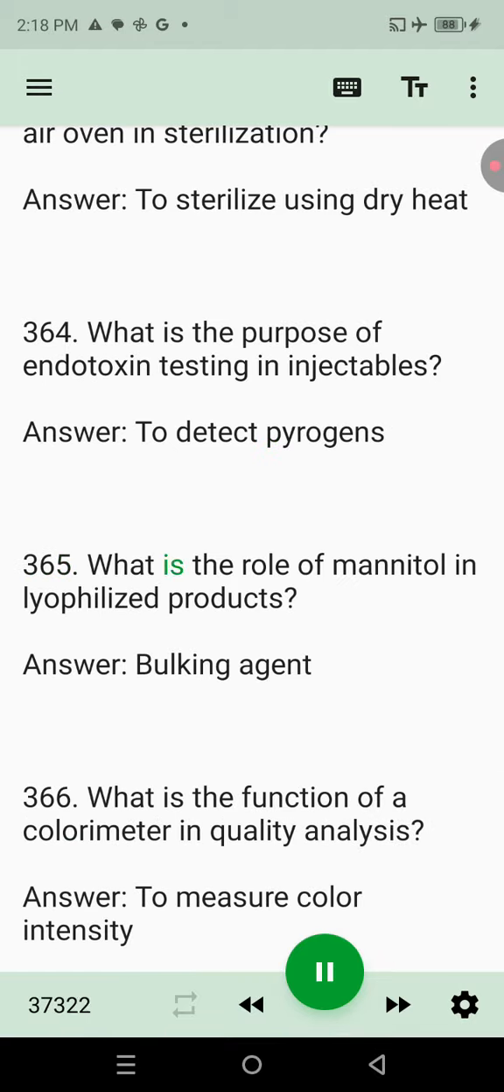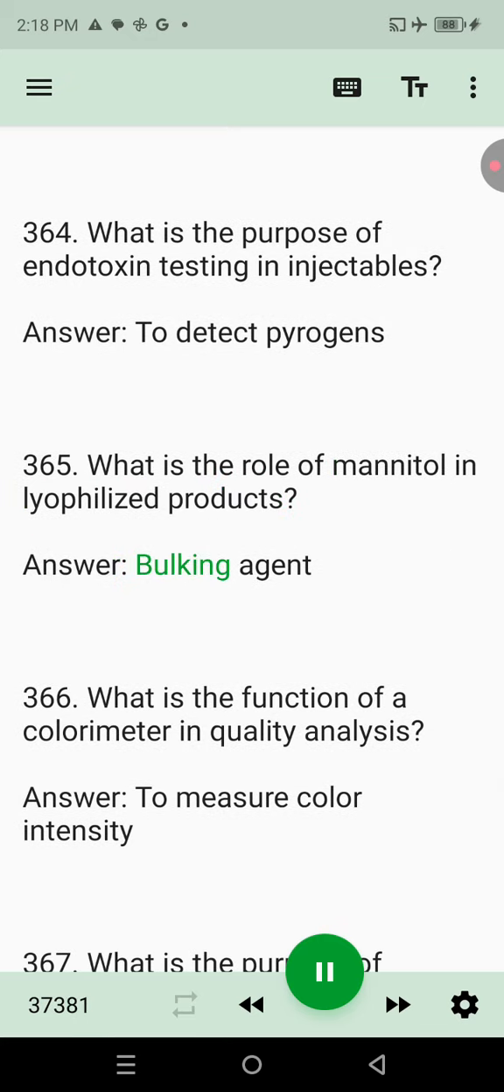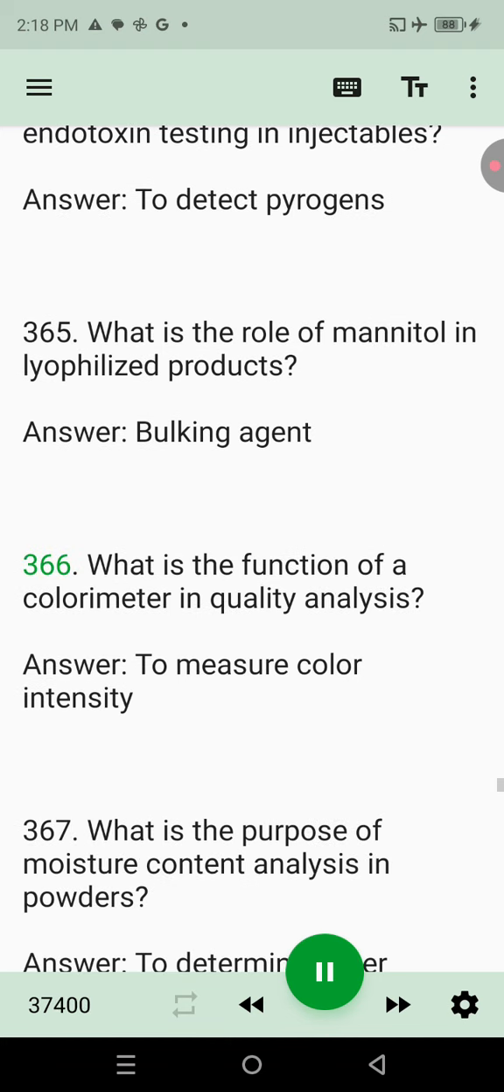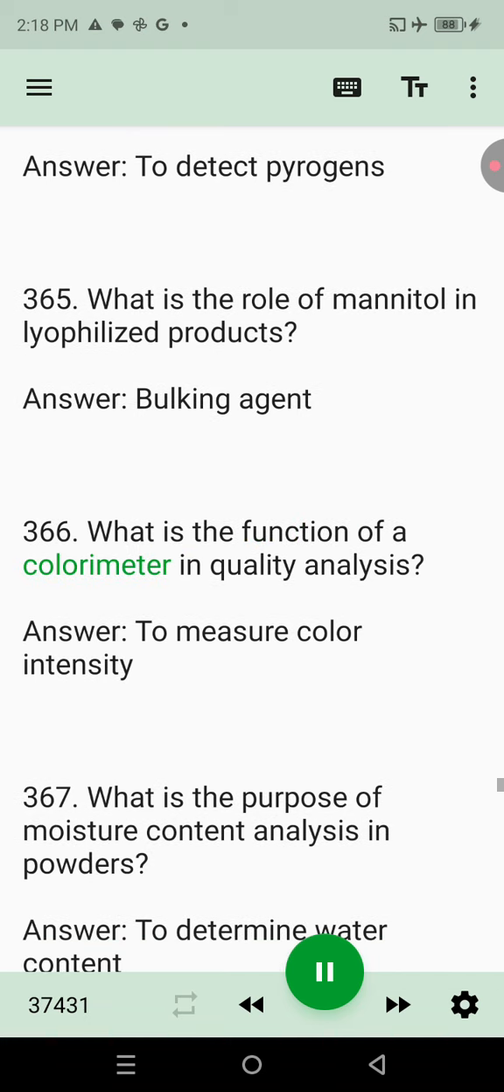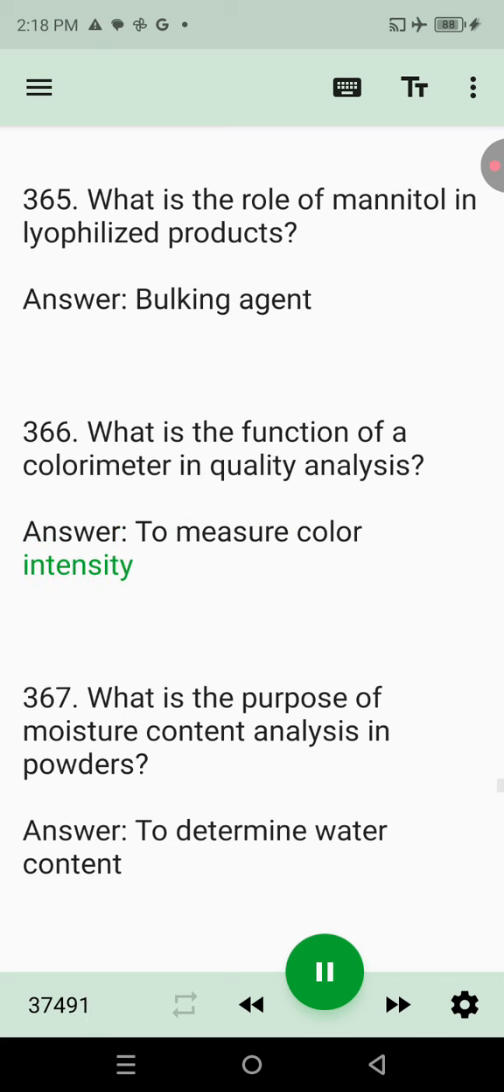365. What is the role of mannitol in lyophilized products? Answer: bulking agent. 366. What is the function of a colorimeter in quality analysis? Answer: to measure color intensity.